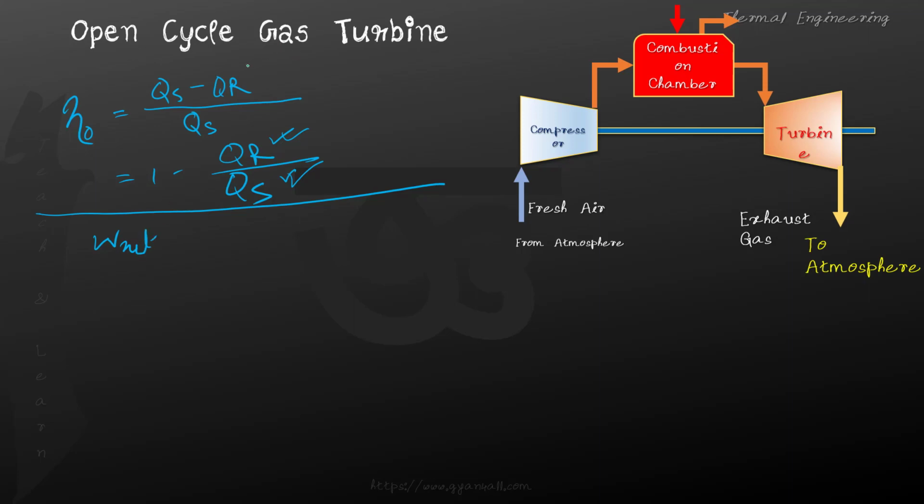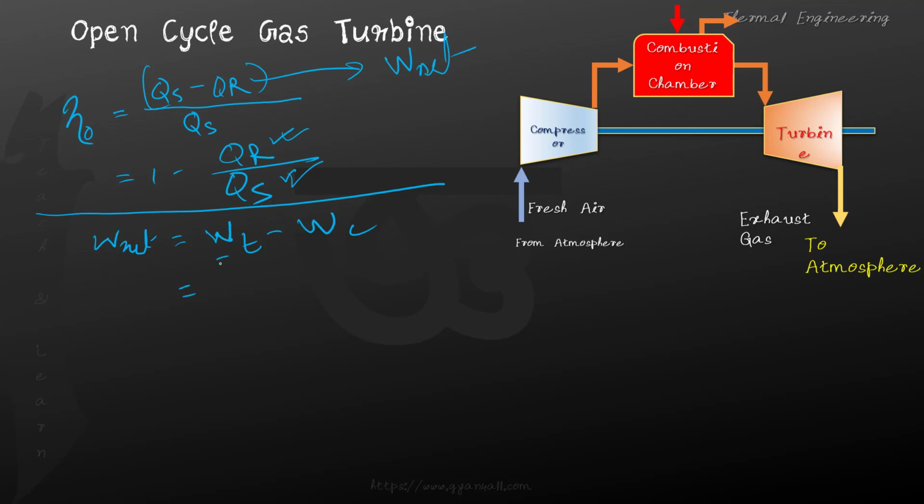So what is this QR minus QS minus QR means? That is W net, net work done by the system. Other way we can say W net is equal to WT minus WC. In the whole cycle, work is done by both the compressor and the turbine. But compressor work is expenditure, and turbine work is income. So income minus expenditure, that we call net. And that is the W net, net work output is equal to turbine work output minus compressor work.